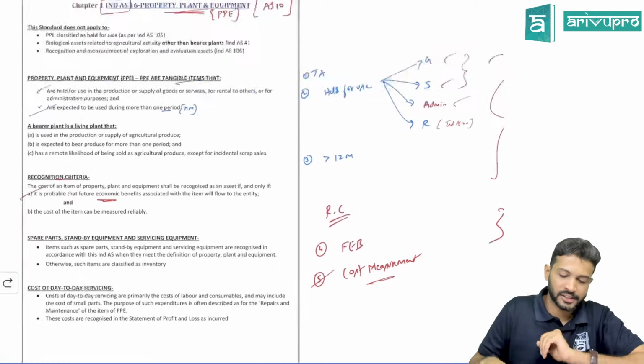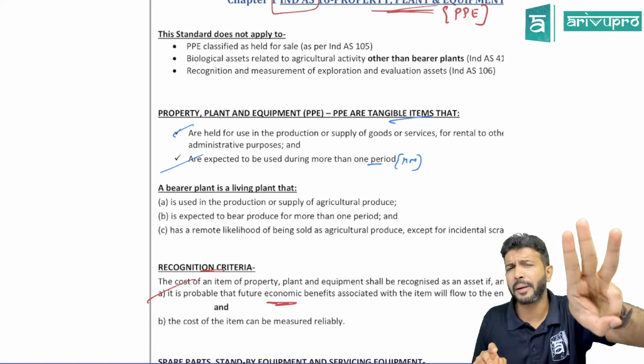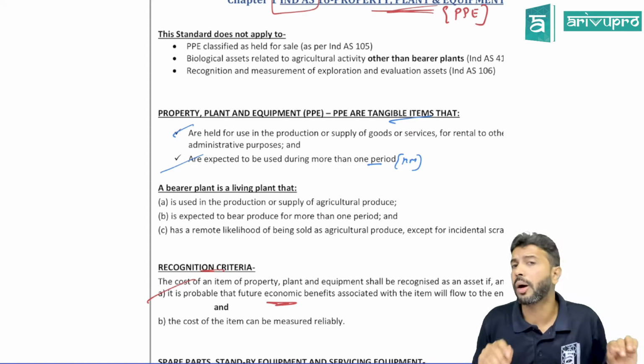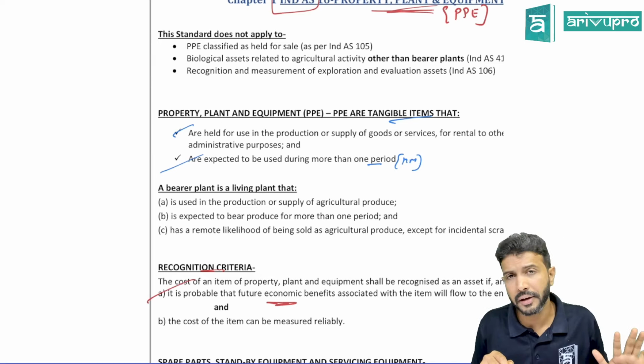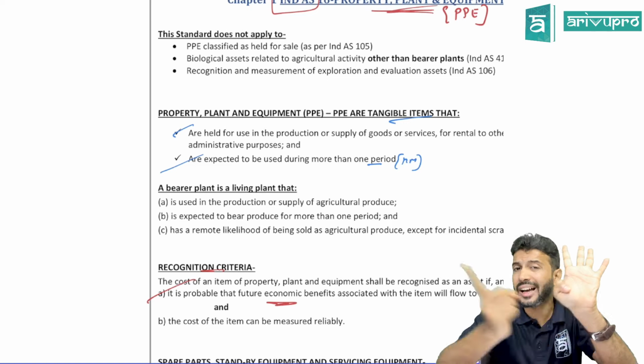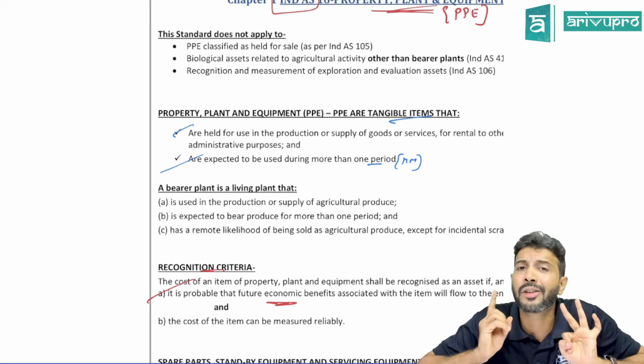Okay, let's recap it again. What did we learn? Three definition features of property, plant and equipment and two recognition criteria. If you want to call a component property, plant and equipment, there are three definition features. What are those? One, it should be a tangible asset, meaning you should be able to touch or feel or see them. And that asset should be held for use.